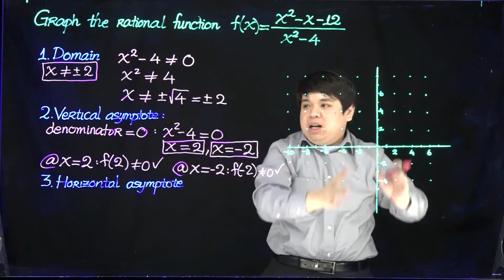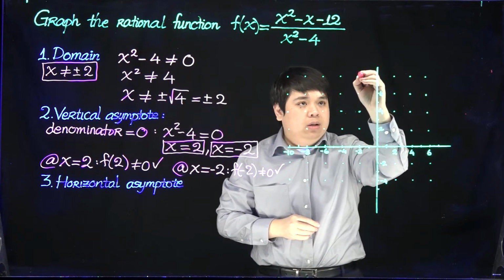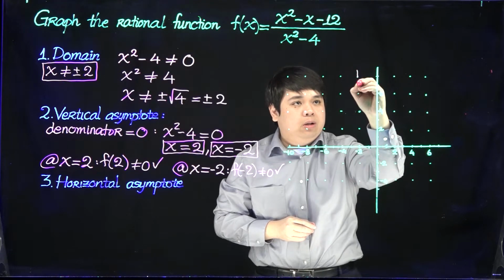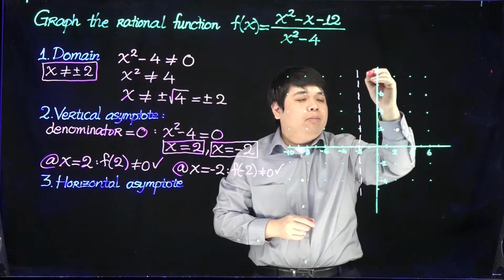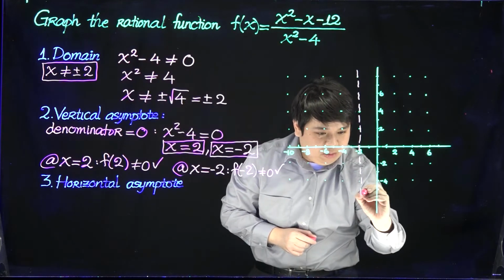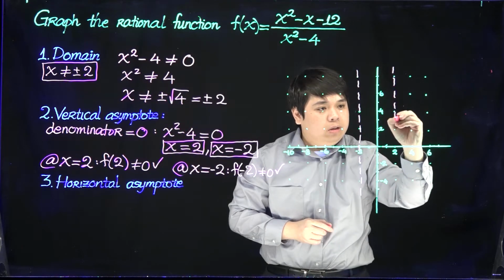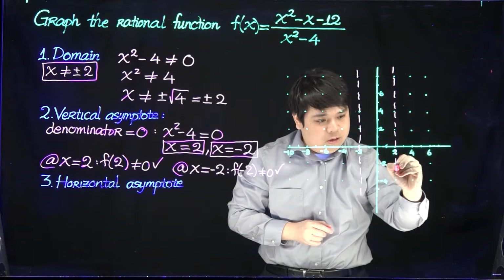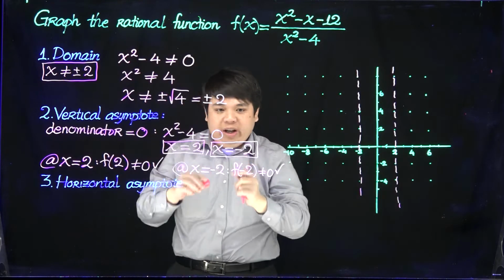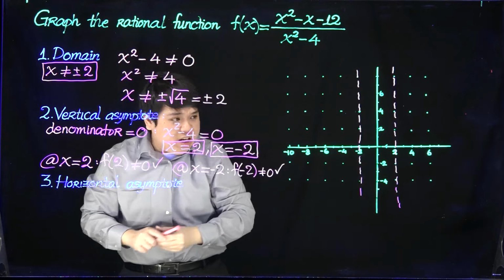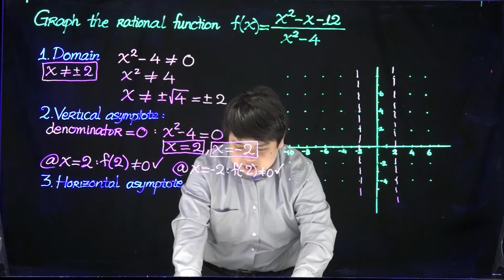I'm going to put that on the graph here. So that is one vertical asymptote, and this is the other. Remember, that is not part of the graph, but that's what we have. We need the asymptotes to see what the graph will look like.